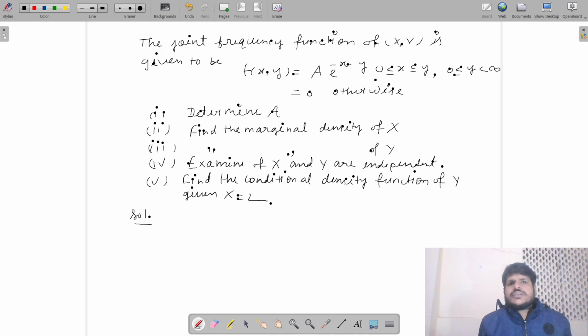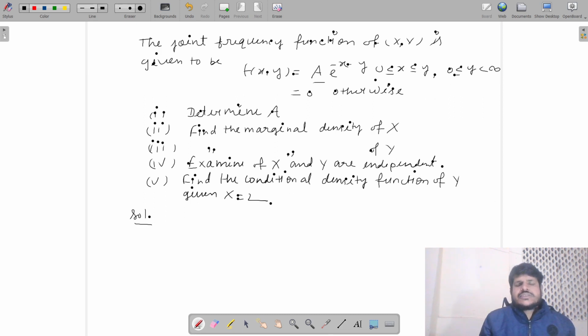Now the problem states this: the joint frequency function of x comma y is given to be f of x comma y equal to a e raised to power minus x minus y when x is greater than or equal to 0 and less than or equal to y, and next condition, y greater than 0 and less than infinity, otherwise the value is 0.